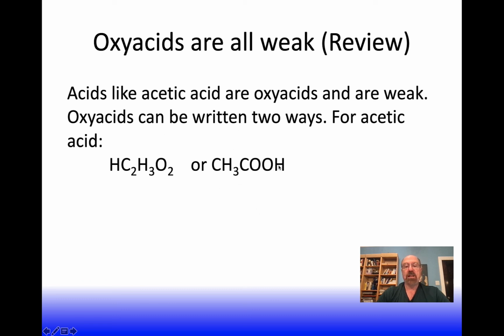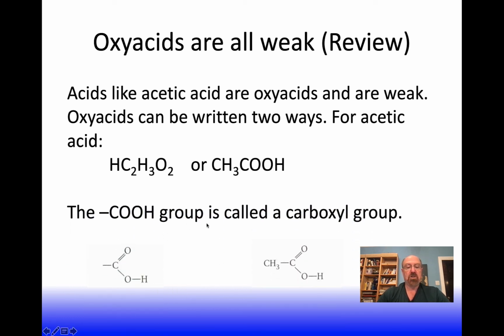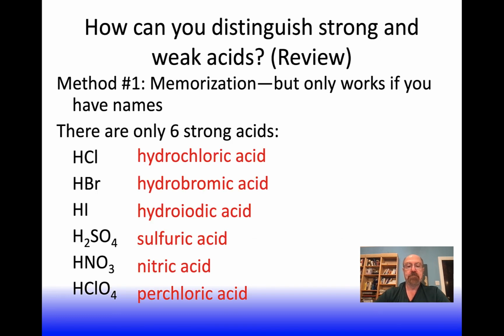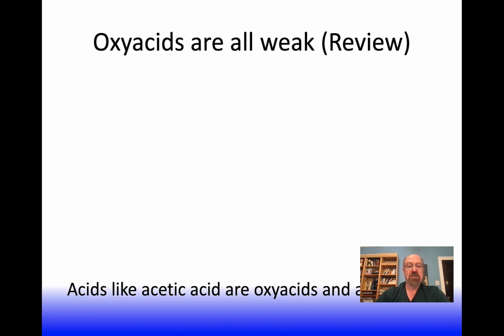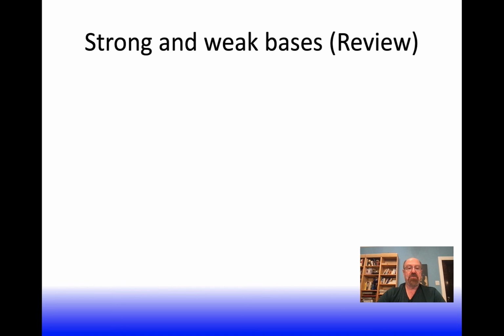It could also be written like this. This CO2H or COOH group is a carboxyl group. This is what it looks like. Whenever you have a carboxyl group, you have a weak acid. There are literally thousands of weak acids, and only those 6 strong acids. Again, we've talked about this before. This is just a quick review.